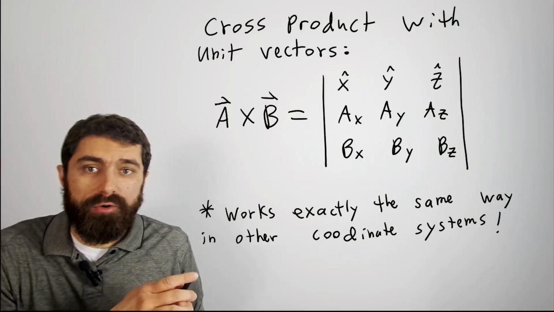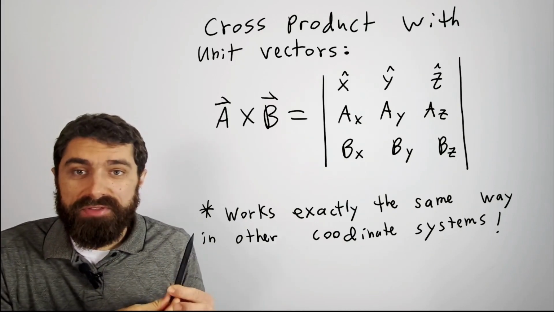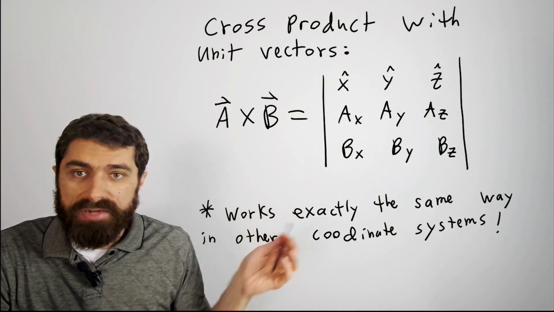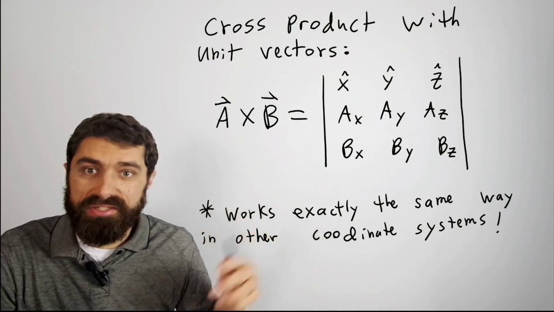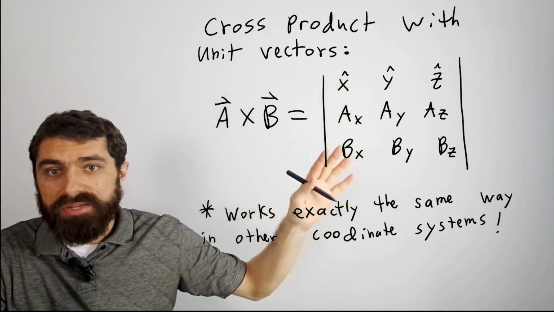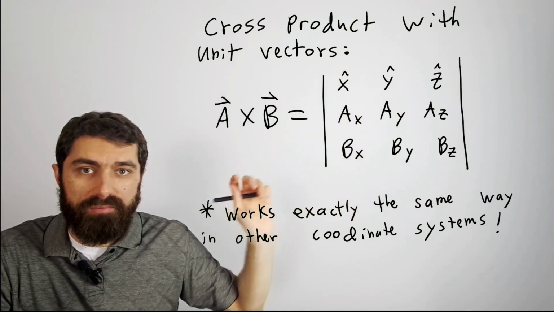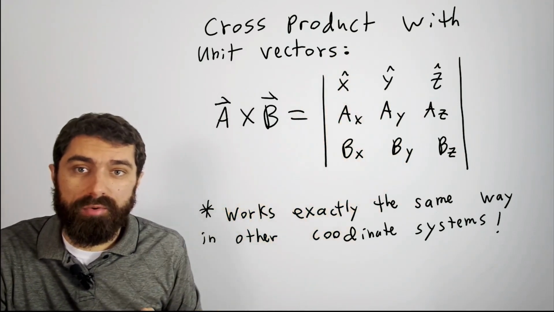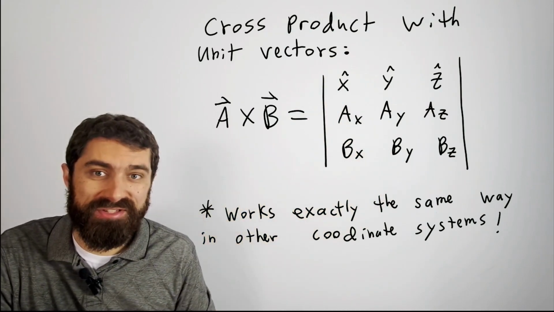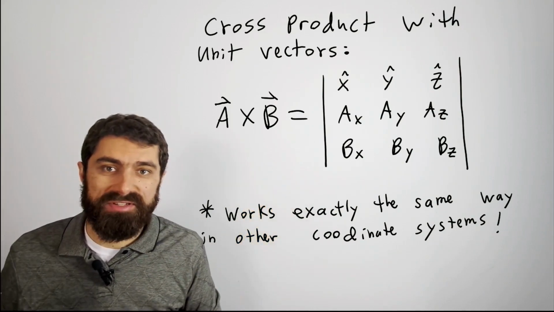All right, so with the cross product and unit vectors, it's pretty cool the way it works too. If you have two vectors with x, y, and z components, and you've got your unit vectors there, you can put it into a matrix format and apply the determinant operator on this, and you will actually get A cross B. So it's very systematic, and it works exactly the same way with other coordinate systems.